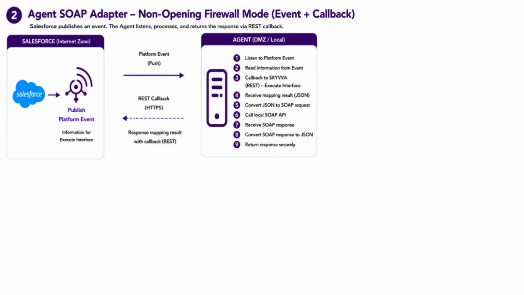Listens for the platform event. Reads the event information. Sends a secure REST callback to SKYVVA to execute the interface. Receives the mapping result in JSON format, converts the JSON into a SOAP request, calls the local SOAP API, receives the SOAP response, converts the SOAP response back into JSON, and returns the response securely to Salesforce using the REST callback. The agent acts as a secure bridge between Salesforce and the local backend systems.